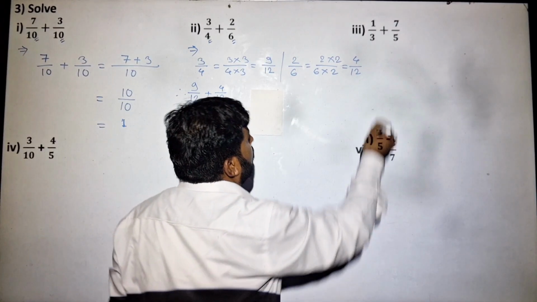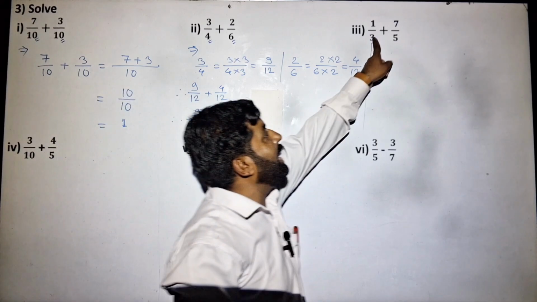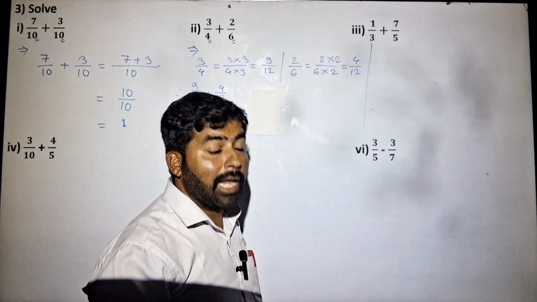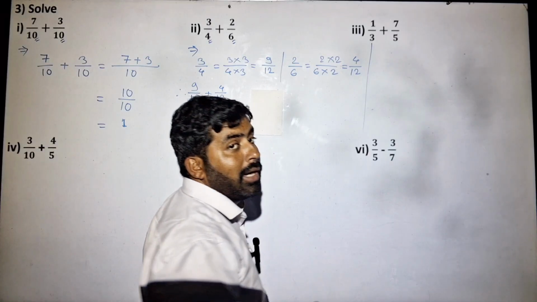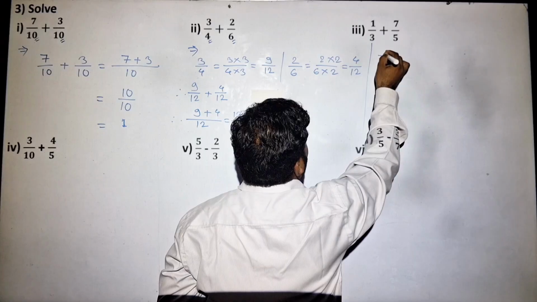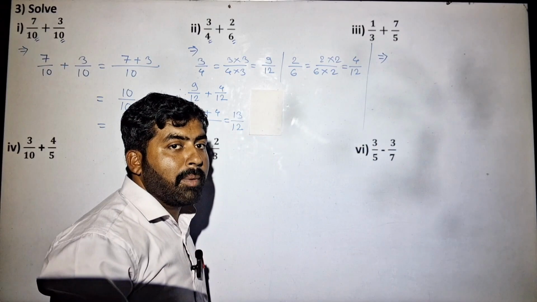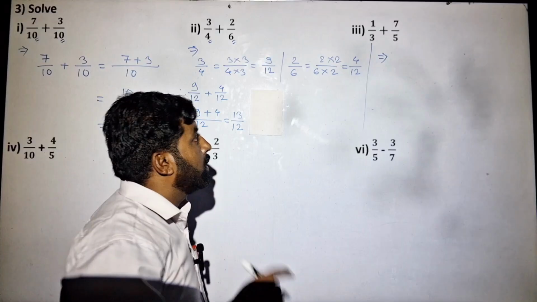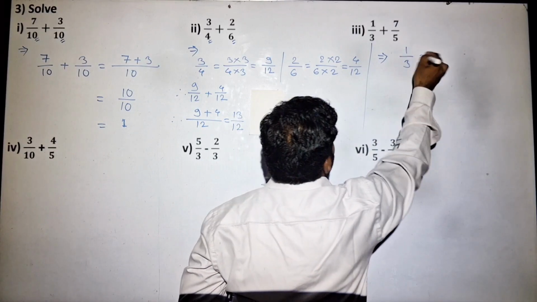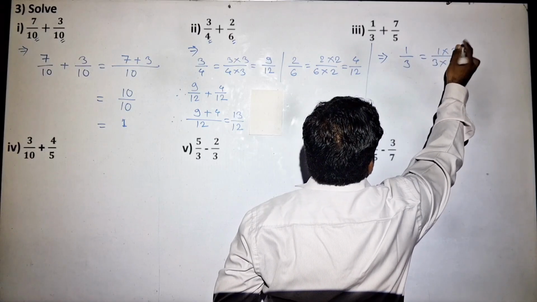Here, the third one. In the third example, one denominator is 3 and the other is 5. Both are not the same, therefore they are not like fractions. First convert them into like fractions. How to convert this? The LCM of 3 and 5 is 15. 3 fives are 15 and 5 threes are 15. Therefore, we write 1 by 3 as 1 into 5 and 3 into 5.